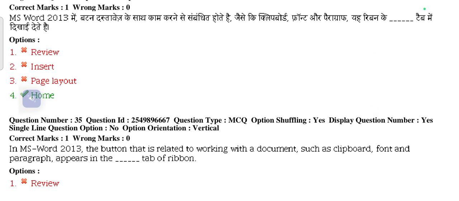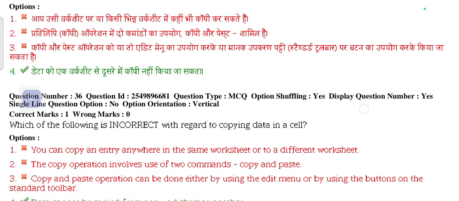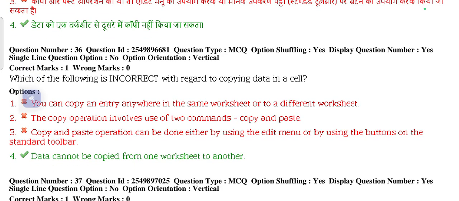In MS Word 2013, the button that is related to working with a document such as clipboard, font and paragraph appears in the dash tab of the ribbon. Home. Which of the following is incorrect with regard to copying data in a cell? Data cannot be copied from one worksheet to another.